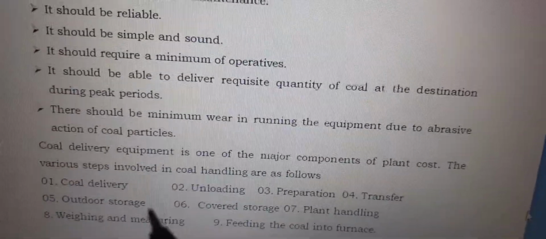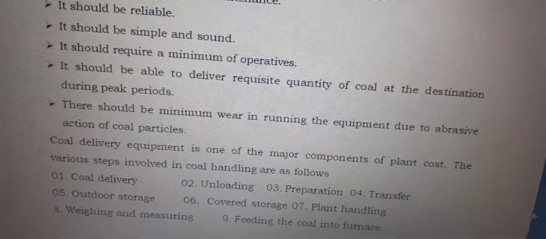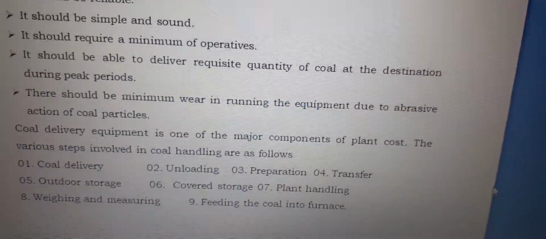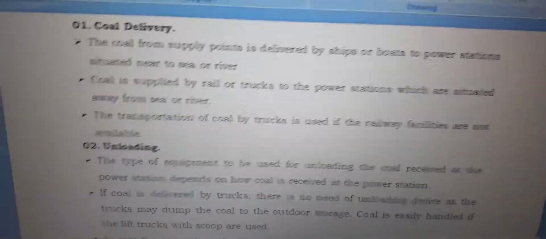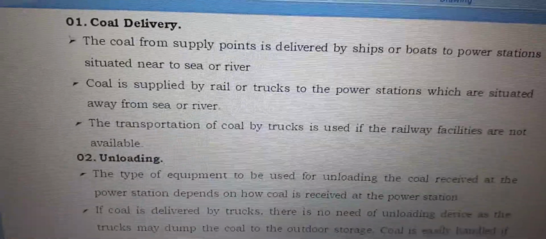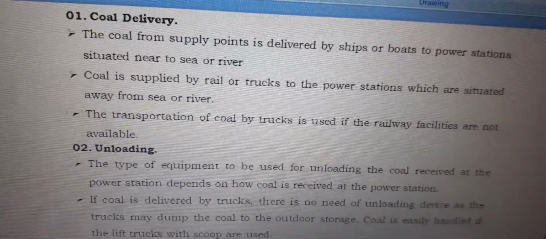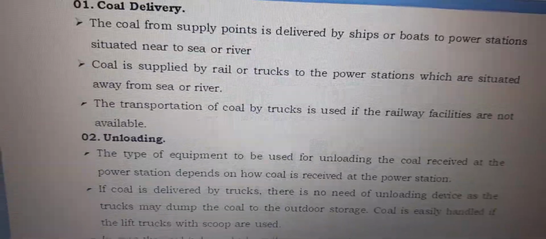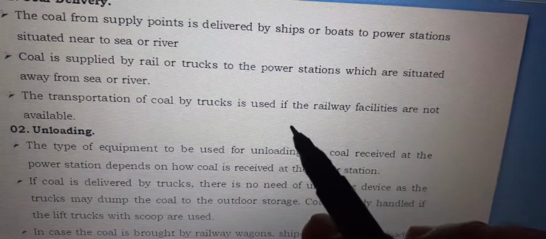The various steps involved are coal delivery, unloading, preparation, transfer, outdoor storage, covered storage, plant handling, weighing and measuring, and feeding the coal into the furnace. And what is coal delivery? The coal from the supply points is delivered by ships or boats to power stations situated near the sea or river. Coal is also supplied by rail or trucks. The transportation of coal by trucks is used if railway facilities are not available.